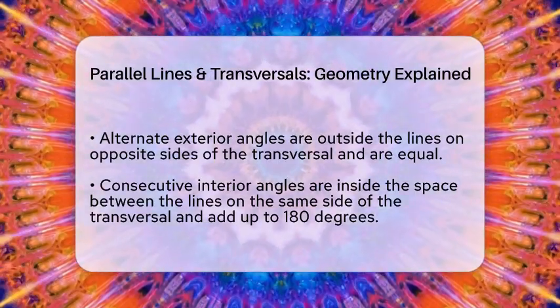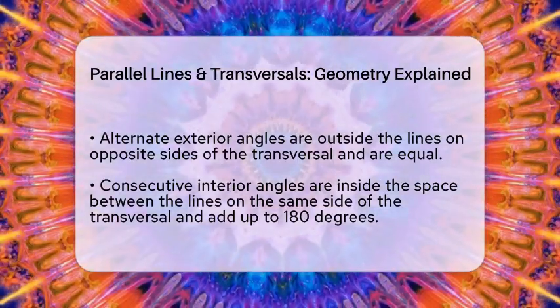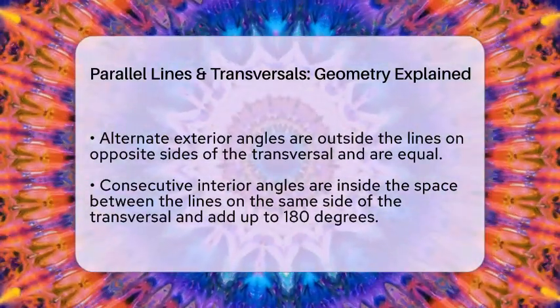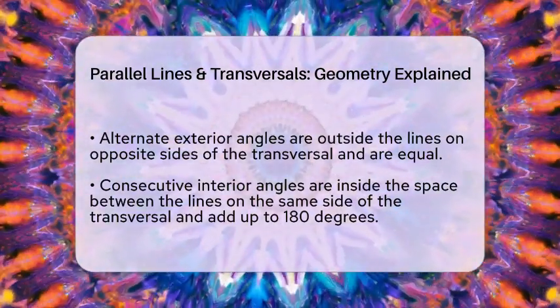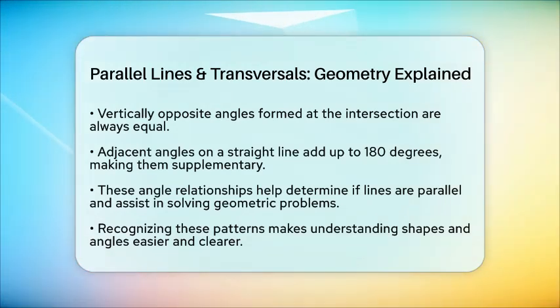Additionally, when the transversal intersects the lines, it forms pairs of vertically opposite angles. These are always equal. Adjacent angles on a straight line add up to 180 degrees, which means they are supplementary too. Understanding these angle relationships helps us prove whether lines are parallel. If the angles match these rules, the lines are parallel.